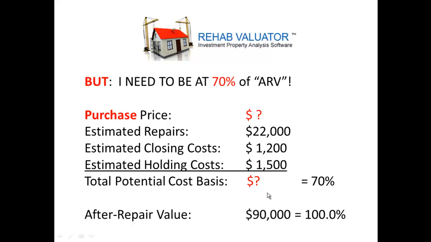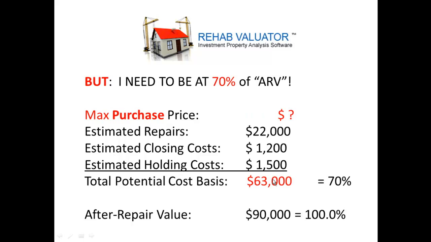So now I need to figure out what I can offer for this deal in order for it to meet my investment criteria. And this is how you do the numbers. It's very simple. You take the after repair value, $90,000, and multiply it by 70%. That gets you to your total potential cost basis of $63,000. That's your maximum potential cost basis.